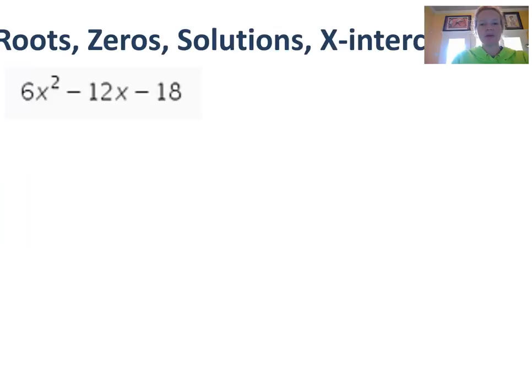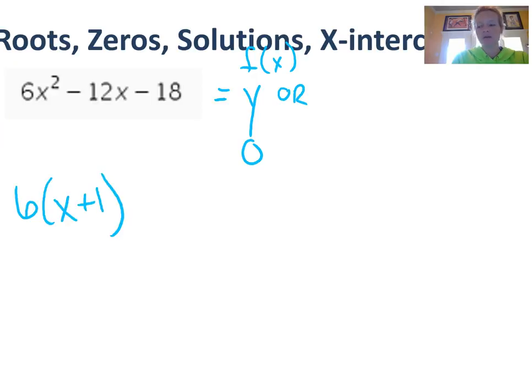Factor out your greatest common factor. Now remember, this can be set equal to y or f of x or 0 for us to find our roots, zeros, solutions, x-intercepts. And I say all 4 of them so they get stuck in your head. Okay, so let's factor out and find those binomials. So let's factor out that 6, and then we're left with x plus 1 and x minus 3. So now that we have this ready to go, all we have to do is set our binomials to 0.